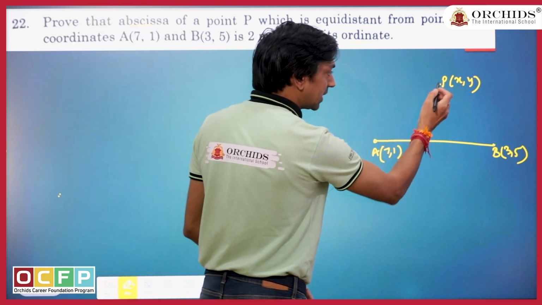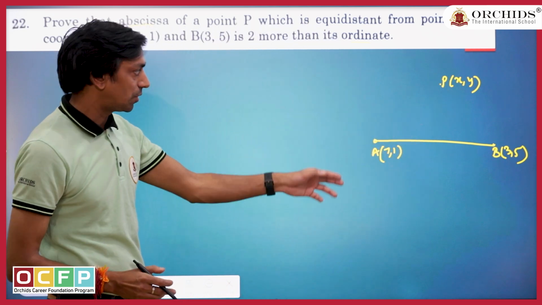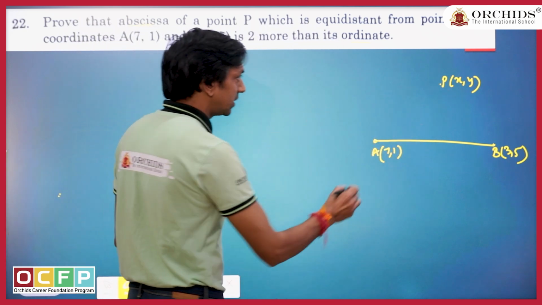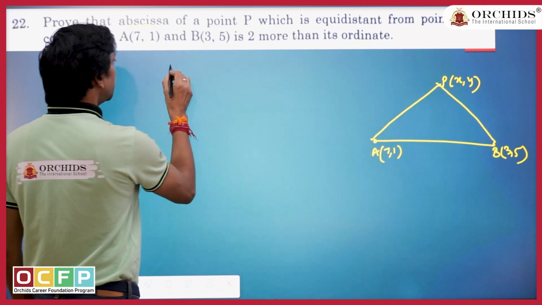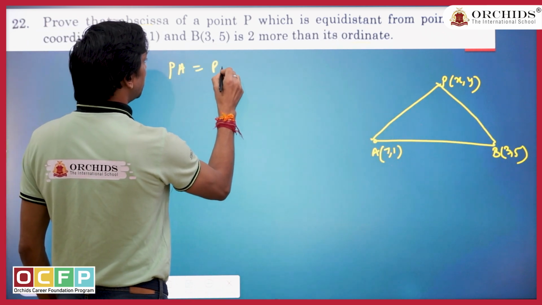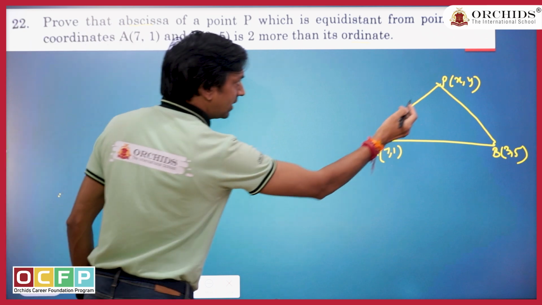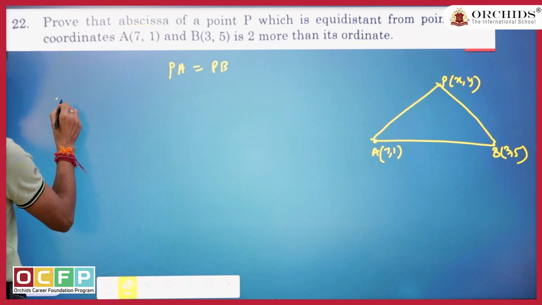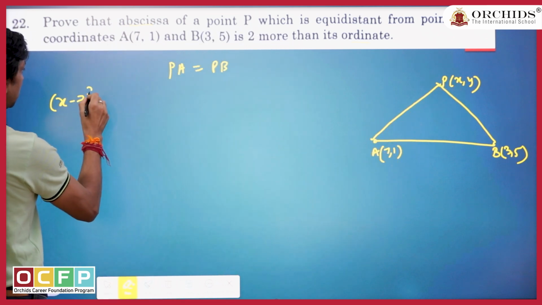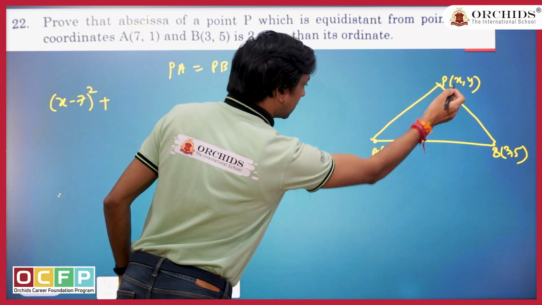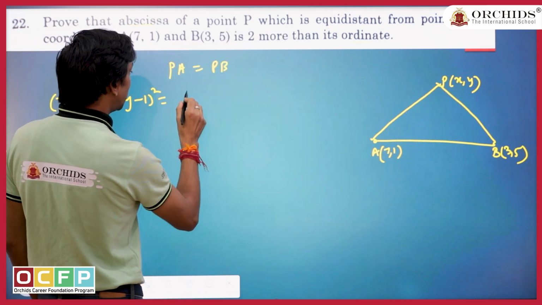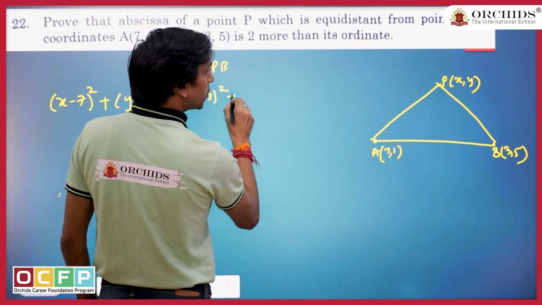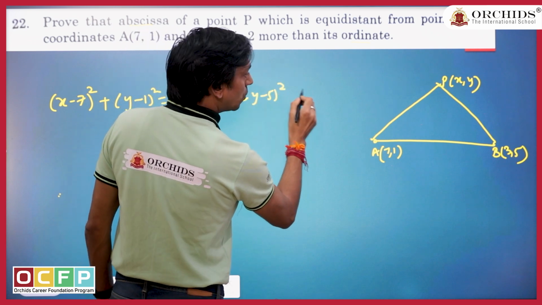So point P we have assumed as (x, y). We don't know whether it is in line or out of line, so a general point we have taken. The given condition is what? PA distance is equal to PB distance. So using the distance formula, PA is equal to PB. I can directly write (x minus 7) whole square plus (y minus 1) whole square, which is equal to what? (x minus 3) whole square plus (y minus 5) whole square. Obviously we have to write the distance formula first, but as we are only interested in the solution part.